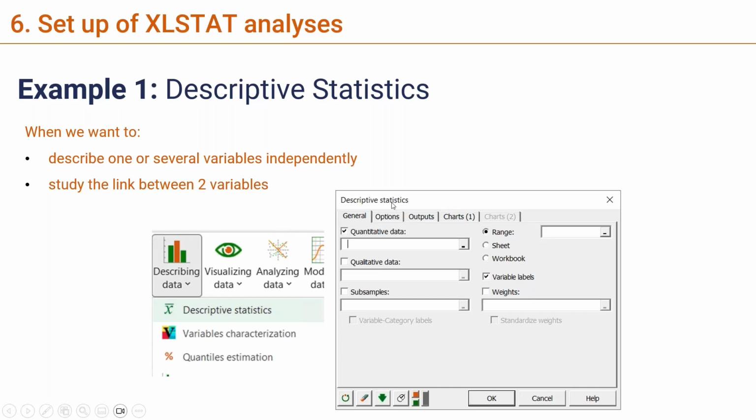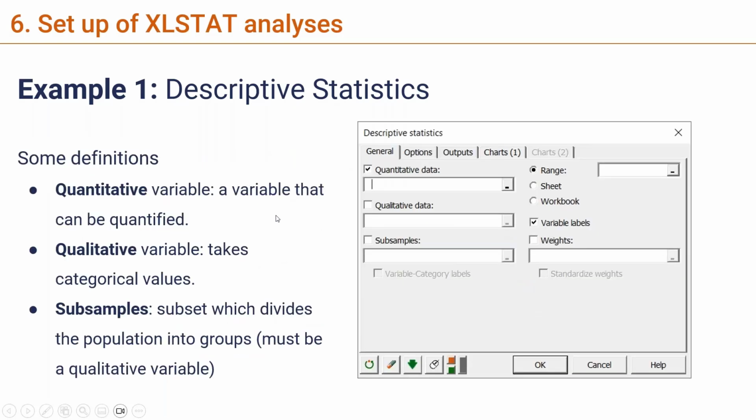The first one is about descriptive statistics, one of the top 3 XLSTAT features, I think, according to statistics. What we can try to do here is to describe one or several variables independently, but also study the link between 2 variables. These are a couple of definitions that can help you understand the arguments of the dialog box. So in the first field, we need to select a variable that can be quantified. In the second field, we need to select a variable that takes categorical values. And the subsamples here can be used to divide the population into groups, into subsamples. And that has to be a qualitative variable, like a bicycle, a car, or yellow, brown.